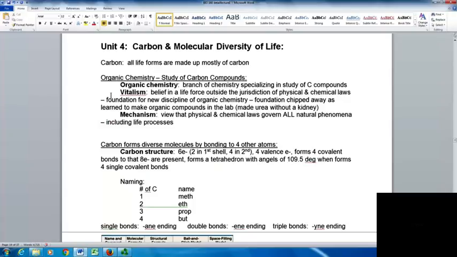This was a foundation for the new discipline of organic chemistry. This foundation was chipped away as we learned to make organic compounds in the lab. The first organic compound they made in the lab was urea, and they made it without a kidney. At that point, they started to question it and say, okay, maybe these physical and chemical laws are going to govern all natural phenomena, including the life processes. And this is more of a mechanistic view that we have today.